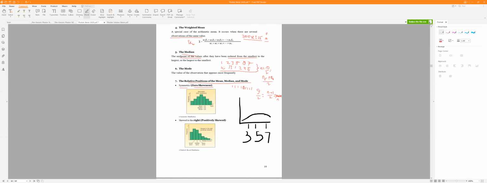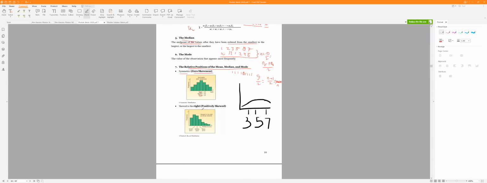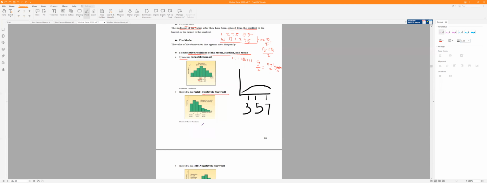So, relative positions of mean, median, and mode. Symmetric, zero skewness. When a graph looks like this, it means the mean, median, and mode all have the same value. So in this case, it's 20. If it's skewed to the right, it's positively skewed. If it's positively skewed, it should look like this. The top should be on the left part, and the right part should form a slope.